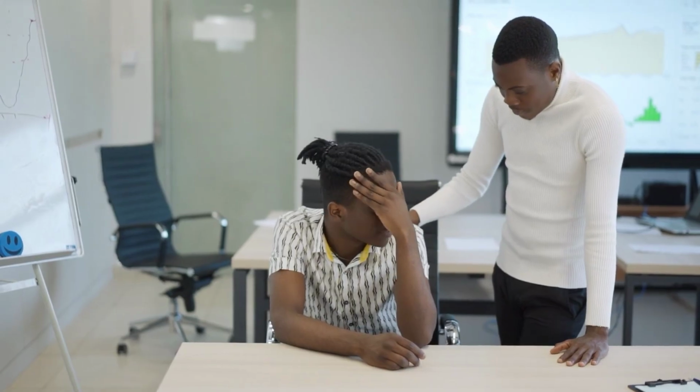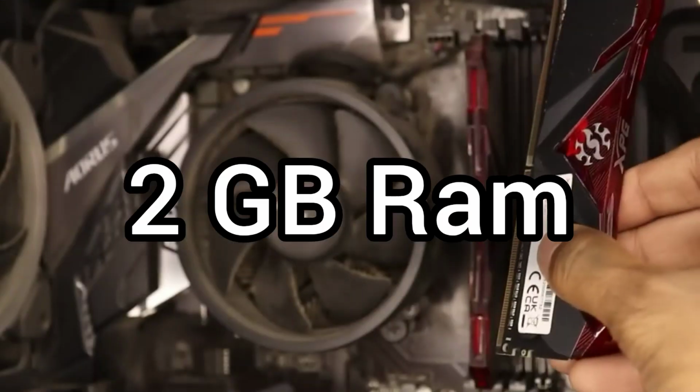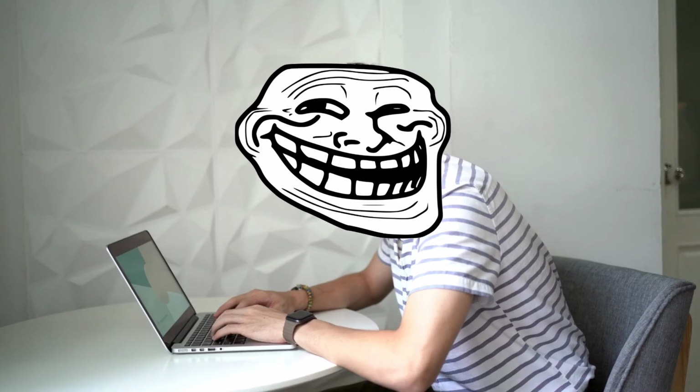But no need to worry, because in today's video, I'll share a method that will allow you to run Free Fire on your low-end PC. Even if your PC has 2 GB of RAM, a Pentium 3 processor, and no graphics card, you can still use this method. So let's start the video.